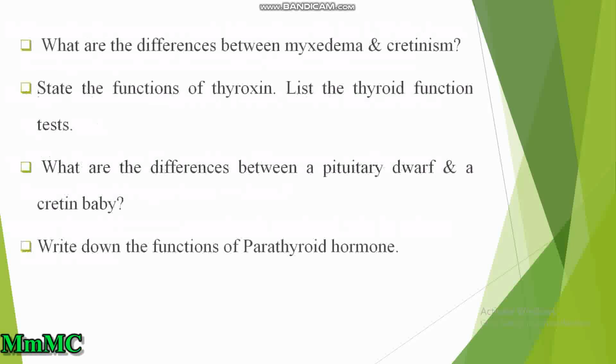Now, what are the differences between myxedema and cretinism? State the functions of thyroxine. List the thyroid function tests. What are the differences between a pituitary dwarf and a cretin baby? Write down the functions of parathyroid hormone.